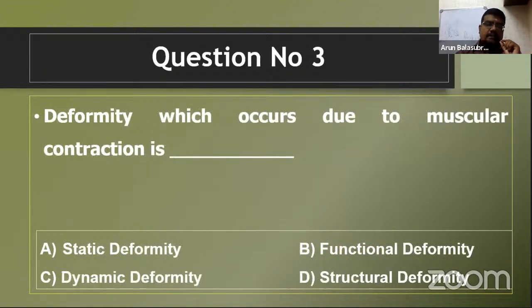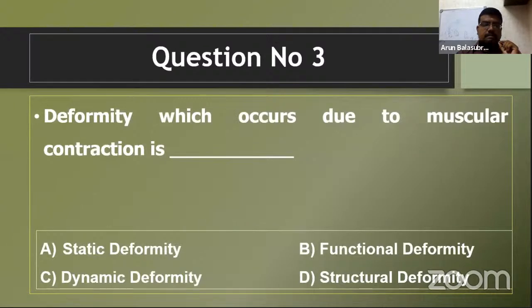Right, question number 3: a deformity which occurs due to muscular contraction. Is it a static deformity, dynamic deformity, functional deformity, or structural deformity? The deformity occurs because of muscle contraction. Without muscle contraction, the bone looks normal, but when the muscle is contracted, the joint goes into different deformities. Is it called static, functional, dynamic, or structural?